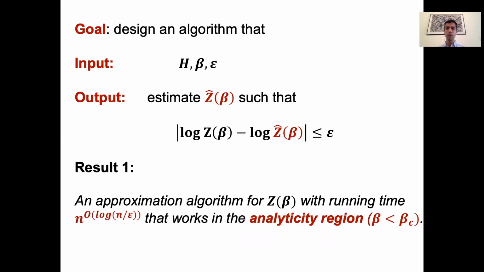Now let me tell you about our first result, which is the following. There is a quasi-polynomial time approximation algorithm for estimating the partition function that works in the zero-free region, which is the inverse temperatures before the critical point where the zeros cross the real axis.